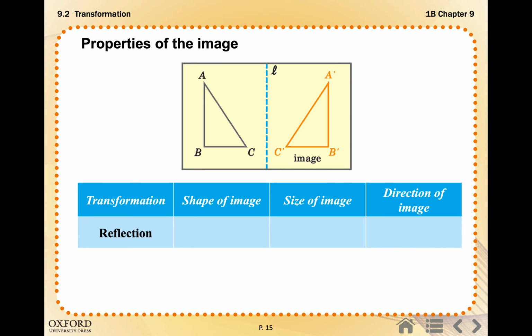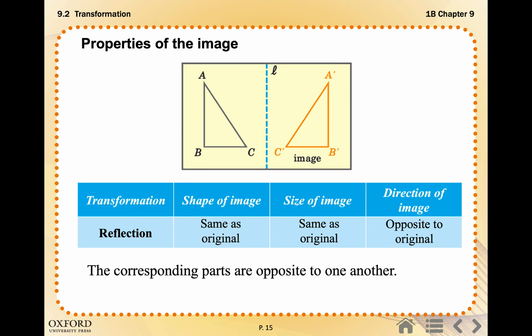And then for the properties of the image after the reflection, you can see that the shape of the image is the same as the original. And the size did not have any changes. But the direction is different, okay? The direction should be opposite to the original. This is the property of the reflection. And you can see that the corresponding parts are opposite to each other in the reflection. They are opposite.